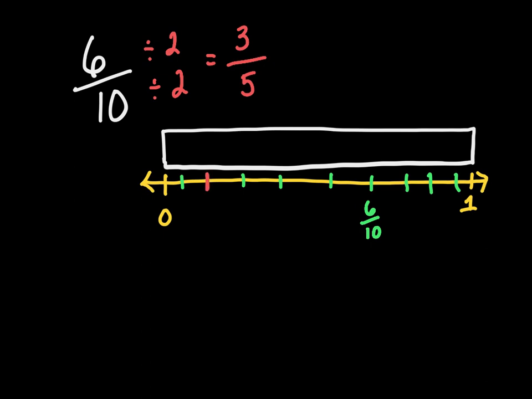So let's go 1, 2, 3, 4. And remember that whole is 5/5. So where is 3/5 on this number line? Well, we've got 1/5, 2/5, 3/5. So you see how 6/10 is equivalent to 3/5.